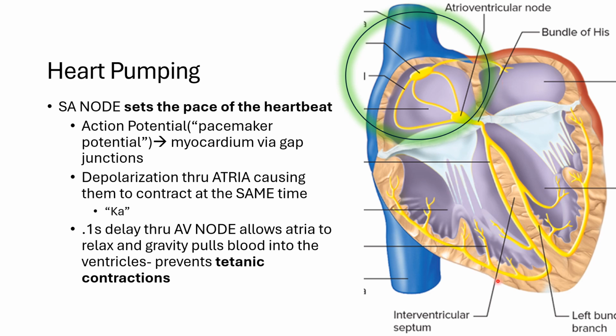Push that blood through those valves, and then there is a 0.1 second delay, so the AV node slows it by 0.1 second to prevent tetanic contractions. Okay, so it allows the atria to relax before they try to start pulling blood in again when the ventricles haven't even released their blood yet.